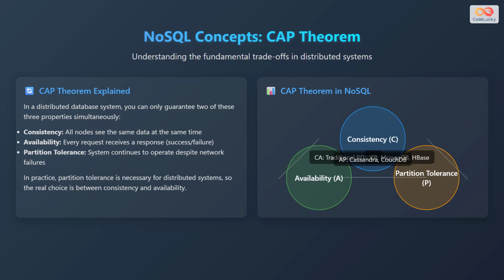In NoSQL, the CAP theorem plays a significant role. Traditional relational database management systems, often called RDBMS, typically favor consistency and availability. CP systems like MongoDB and HBase favor consistency and partition tolerance. AP systems like Cassandra and CouchDB favor availability and partition tolerance.